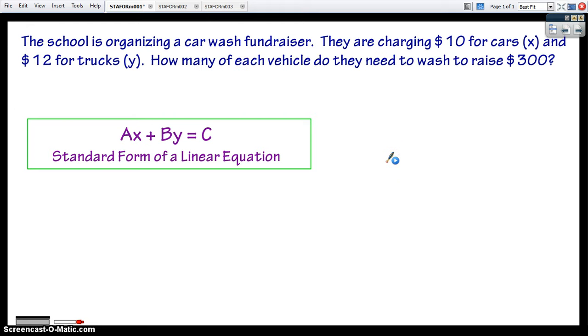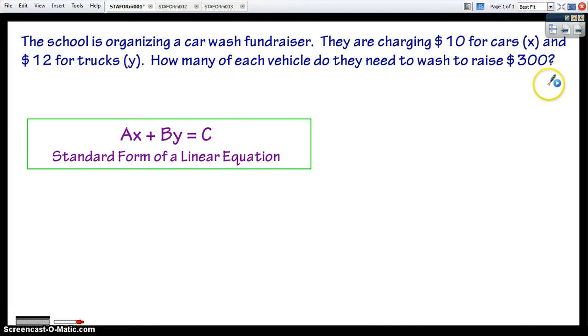For example, let's take a look at this problem. The school is organizing a car wash fundraiser. They're charging $10 for cars, which the number of cars we're going to determine as x, and $12 for trucks, which we'll call y. They want to know how many of each vehicle they need to wash to raise $300.